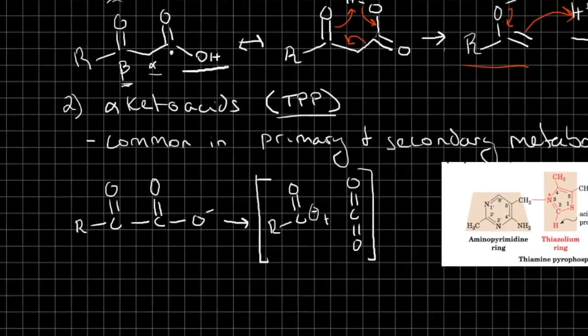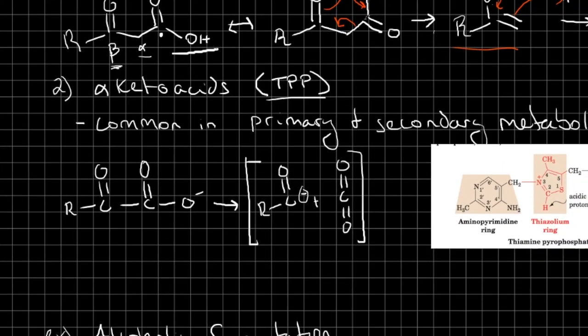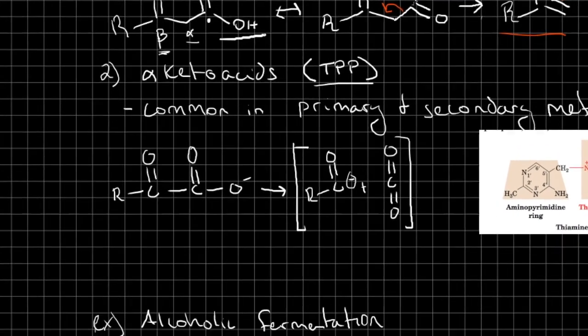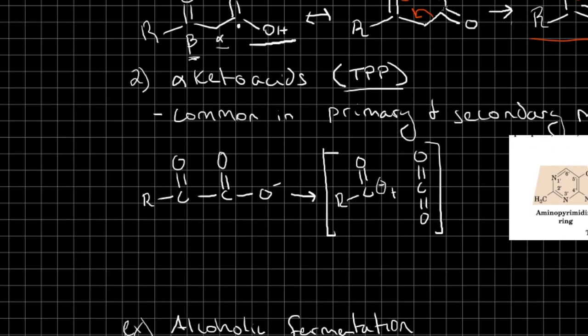But if you have an alpha keto acid, the question about how to decarboxylate it becomes a little more complex, because you can't do the same thing with alpha keto acids that you do with beta keto acids. Just to show you why it's an alpha keto acid, let's say this is the carboxylic acid and this is the alpha position, and you can see that this is a ketone. So if you want to get rid of this carboxyl group, you're going to need something a little better than what you have.